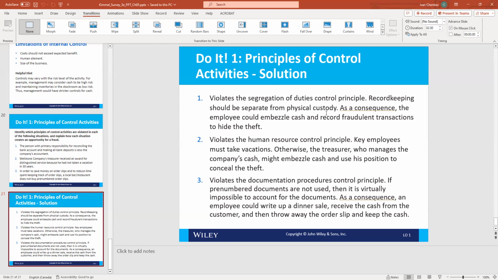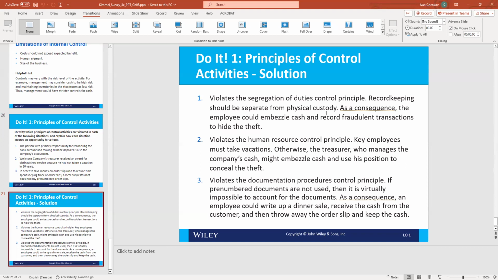Second one is violating the human resources control principles. Key employees must take vacation, otherwise the treasurer who manages the company cash might embezzle the cash and use this position to conceal the theft.